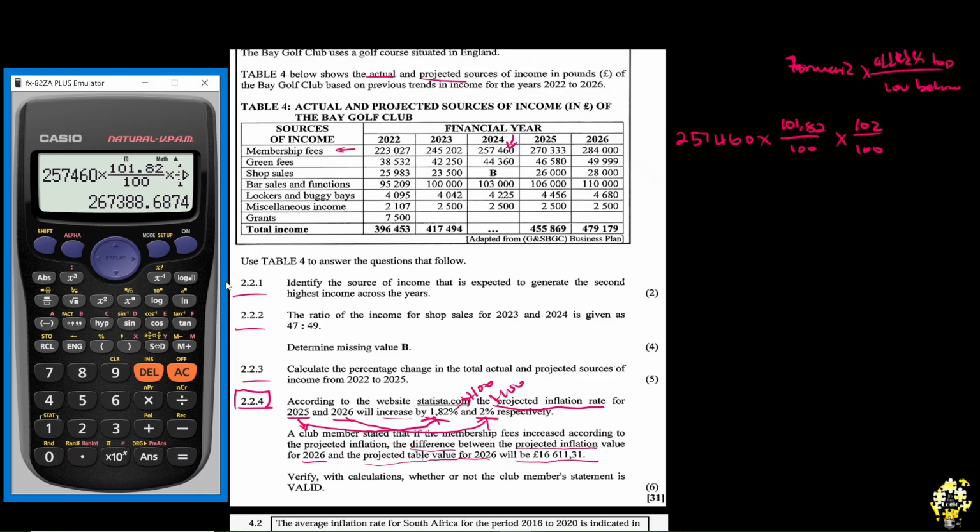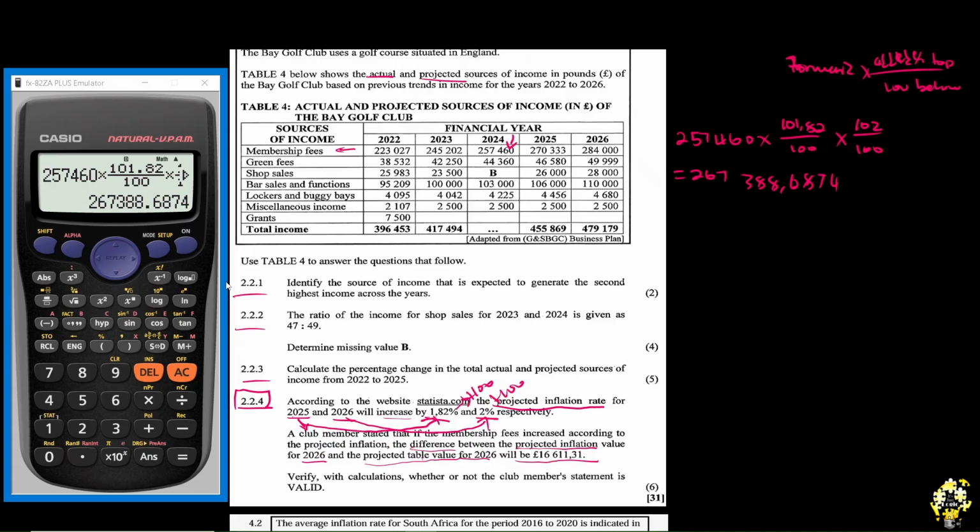What do you get? It actually tells us that you get 267,388.6874. This is not the final answer. Someone could be saying, but let's just round it off already. No, you're not rounding it off already because it is not the final answer. Let's make it the final answer first, and then we are going to round it off.